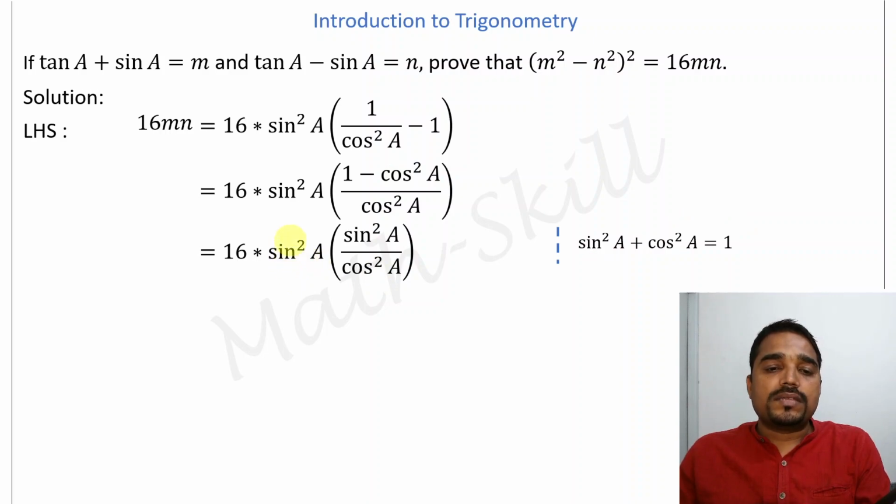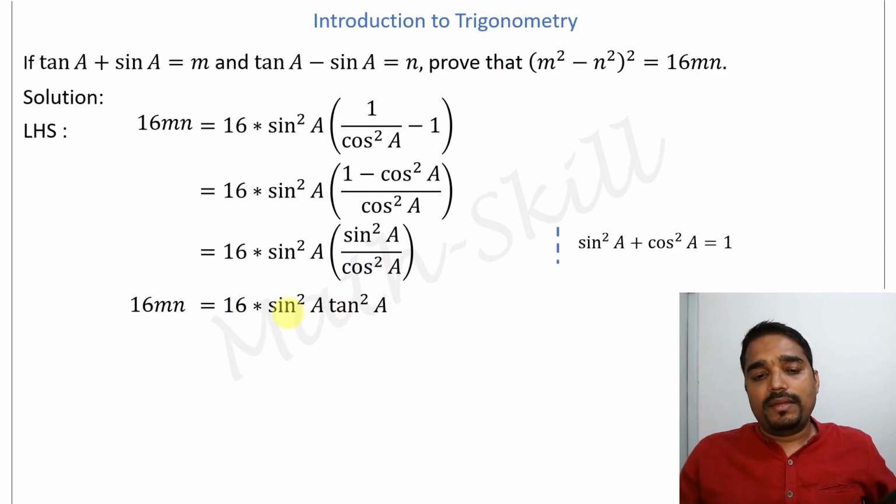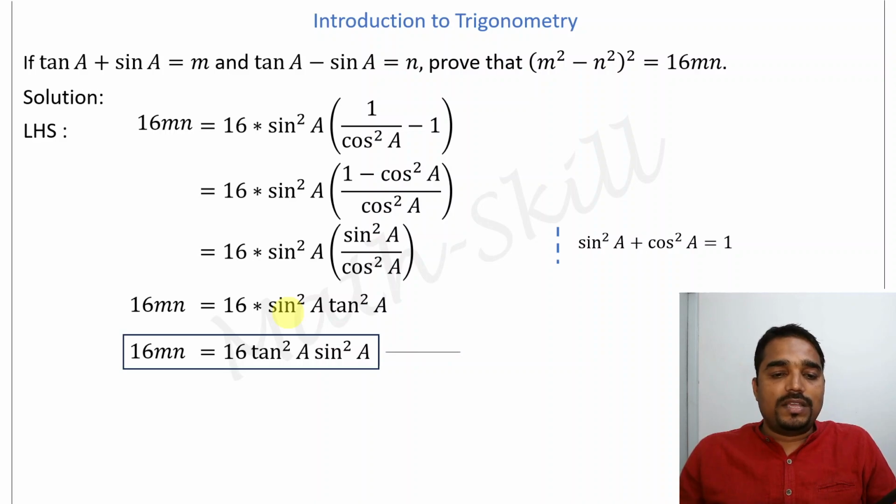Therefore, 16 times sine square A as it is. Sine by cos is again tan. Therefore sine square A by cos square A is tan square A. 16 times sine square A multiplied by tan square A. Or the same thing could also be rewritten as 16 times mn is equal to 16 tan square A multiplied by sine square A. This also cannot be simplified further. So let's call this equation 2.